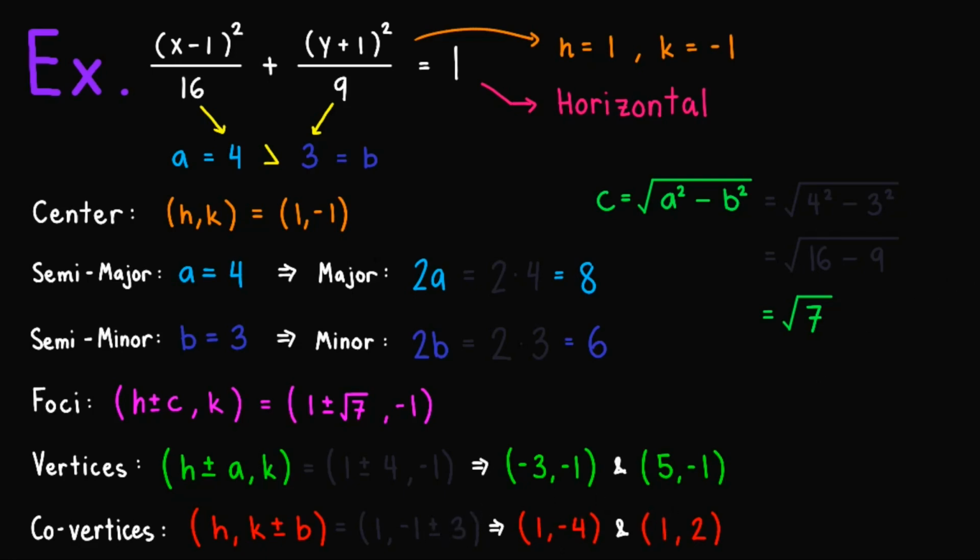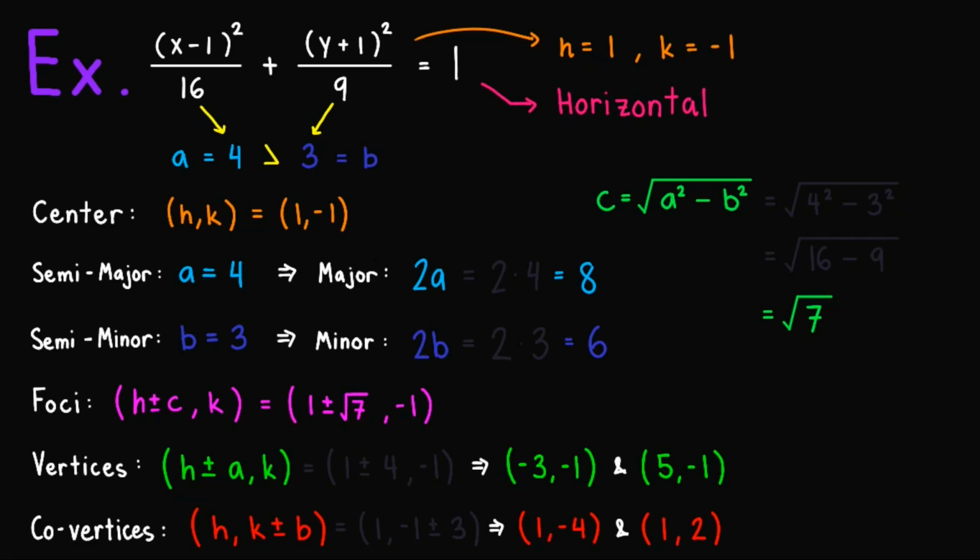And so we now obtained the parts of this ellipse to be exact. We have the center to be given by the point 1, negative 1, the lengths of the semi-major, major, semi-minor, and minor axis to be 4, 8, 3, and 6 respectively. And then the foci, we have 1 plus minus square root of 7, comma, negative 1. The vertices, we have -3, -1, and 5, -1. And lastly, the co-vertices is given by 1, -4, and 1, 2. So as you can see, without even graphing, we were able to obtain the parts of an ellipse just by using the equation.